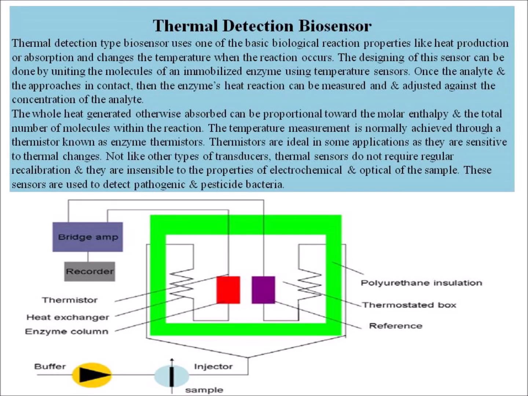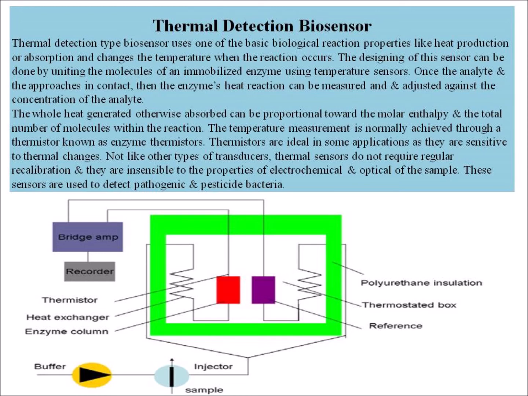Thermal detection biosensor. The thermal detection type of biosensor uses one of the basic biological reaction properties like heat production or absorption, which changes the temperature when the reaction occurs. The design of this sensor can be done by utilizing molecules of an immobilized enzyme with temperature sensors. Once the analyte and the enzyme come in contact, the enzyme's heat reaction can be measured and calibrated against the concentration of the analyte. The whole heat generated or absorbed is proportional to the molar enthalpy and the total number of molecules within the reaction.